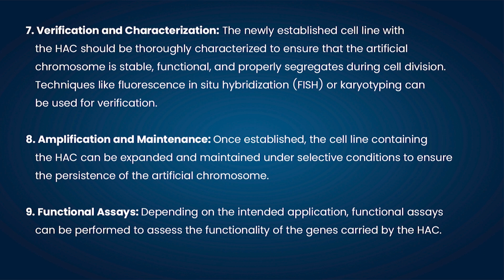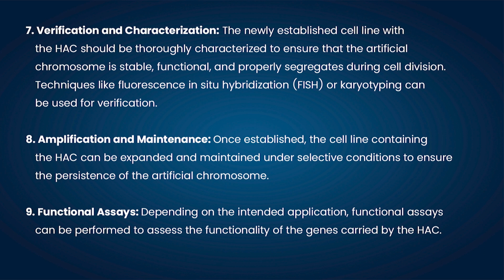After the verification and characterization has been done, the next step is amplification and maintenance. Once the cell lines with the HAC vector have been established, the cell line containing the HACs can be expanded and maintained under selective conditions to ensure the persistence of the artificial chromosomes. They have to be properly maintained in a good culture condition so that they are stable in nature.